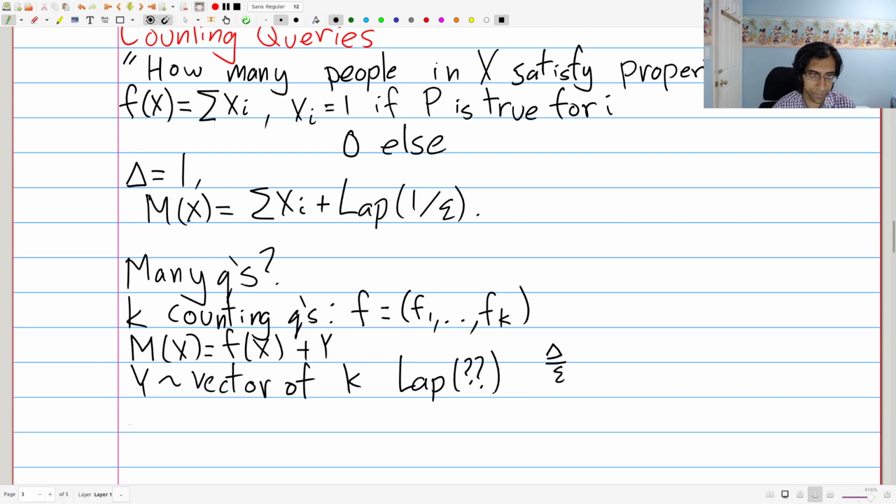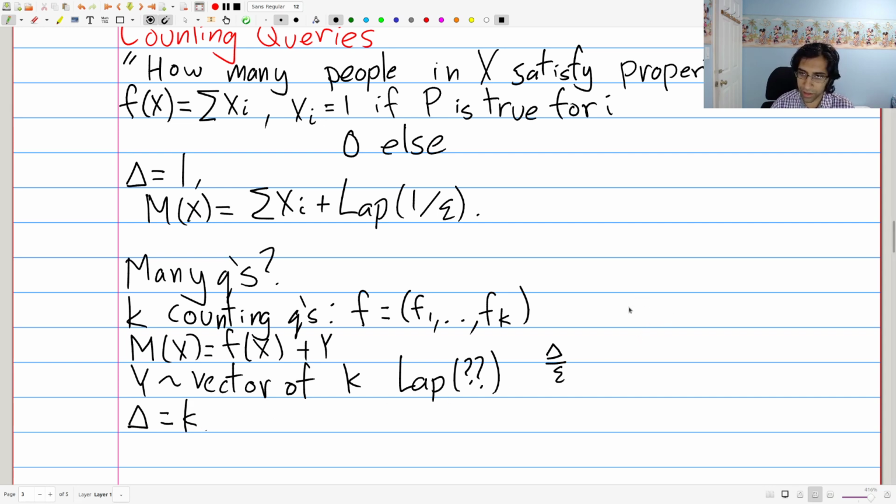But what is delta? Well, like we said, delta is going to be the maximum L1 sensitivity of this vector. So how big is the maximum L1 sensitivity of this vector going to be? I claim it can actually be quite a bit larger than before. Before it was just 1, but now it can have quite a large sensitivity this time, and I'll claim that the sensitivity in L1 distance can be as large as k.